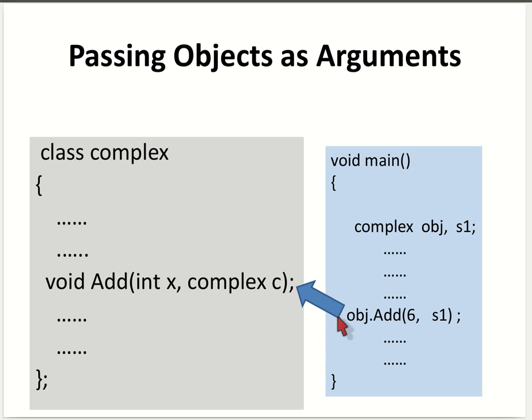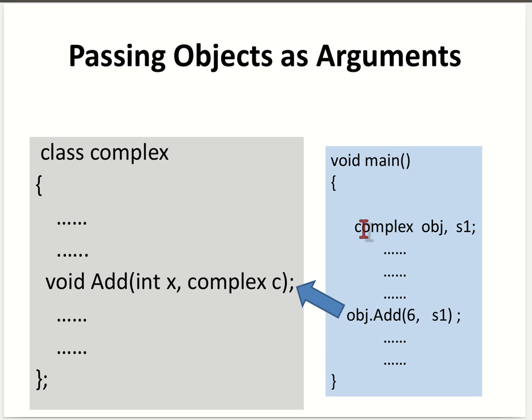So now how can we pass objects as arguments? Here we can see there is one class complex and we have a function called add: void add(int x, complex c). I have created one function as add, and I am taking the arguments as int x and complex c. So how can we access it?